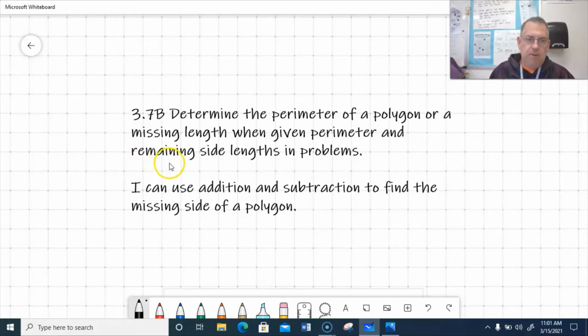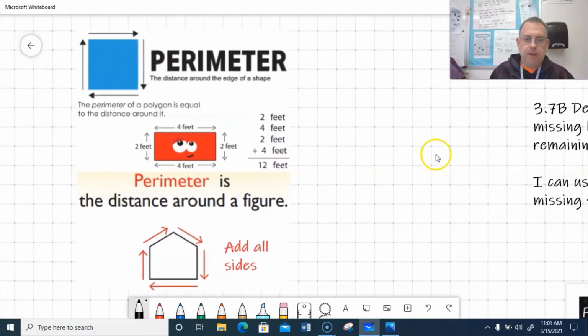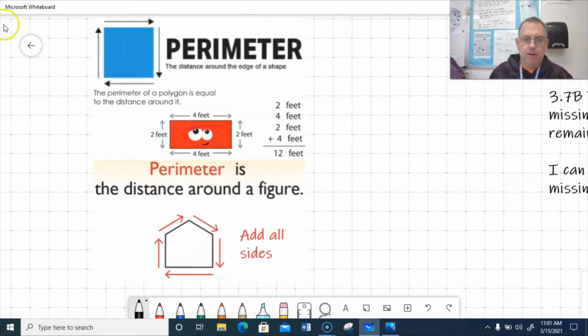So we'll look at the vocabulary really quick here. The vocabulary word is perimeter, and that's the distance around an object. The perimeter of a polygon is equal to the distance around it. If we try to calculate the perimeter, we would add all the sides. So we would do 2 plus 4 plus 2 plus 4 on this rectangle, and the perimeter of that rectangle will be 12 feet.